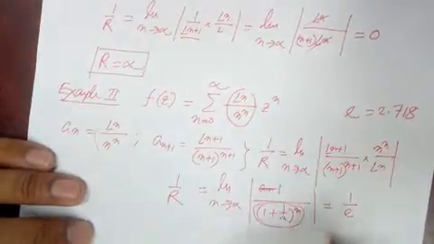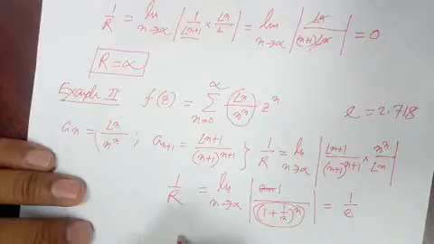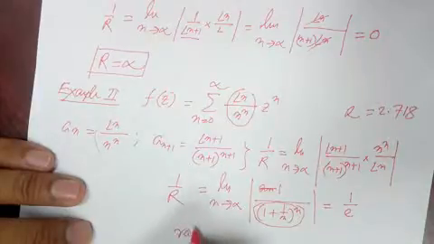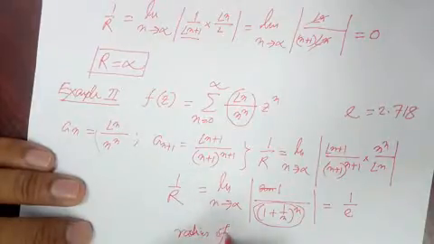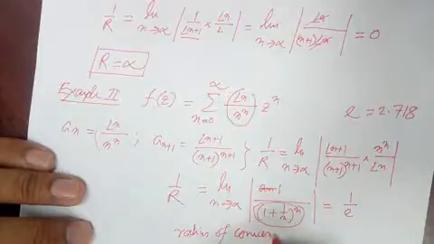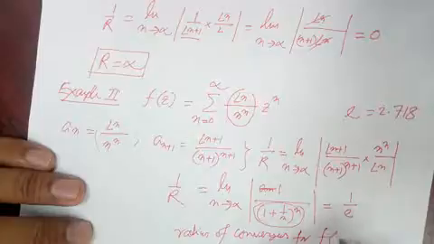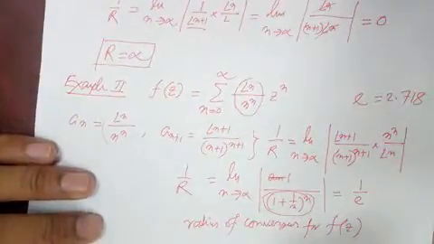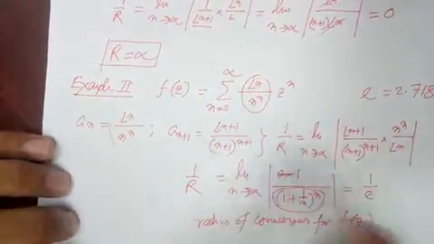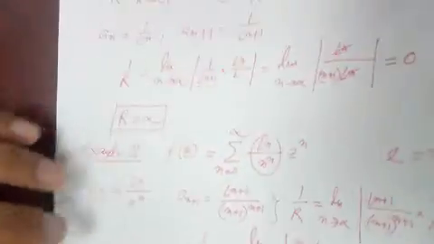So in this way we can have the radius of convergence for f(z). So this is another example. Now we can write one more example. Example number 3.